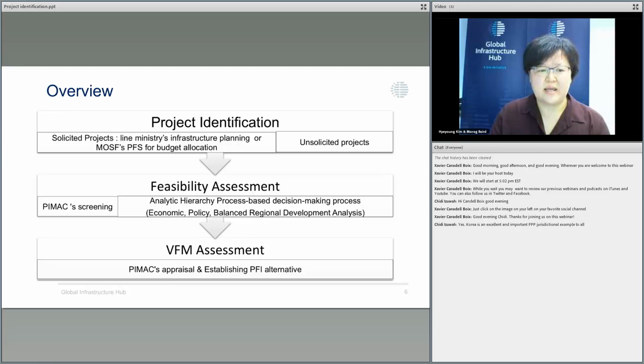So the KDI-PIMAC uses the Analytic Hierarchy Process-based decision-making process. As I will explain in detail further, this AHP decision-making process consists of economic analysis, policy analysis, and balanced regional development analysis.